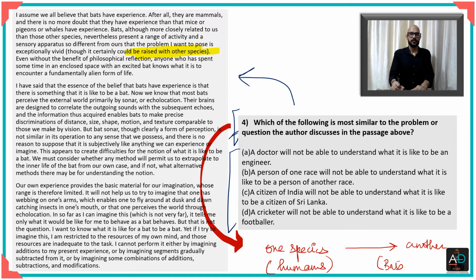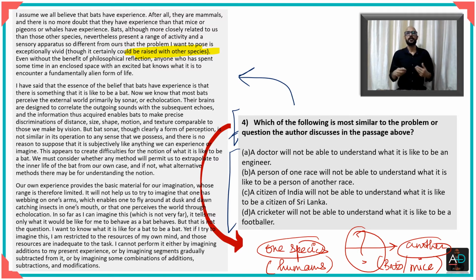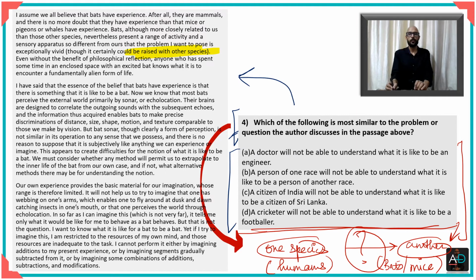So basically it means bats on the one hand, and it can also be, along with bats, mice or whales and all of these things. So the problem is basically this: one species on the one hand and another species on the other. Now let us see which of these options looks most similar to this. As you can see, you can't necessarily eliminate an option one at a time. You have to look at all 4, and then you have to pick the odd one out, right?